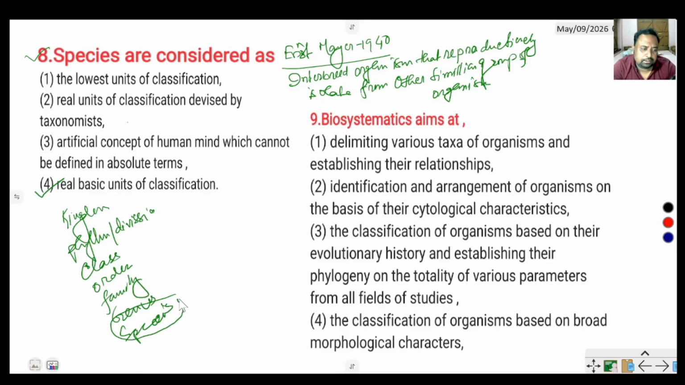Question number 9. What does biosystematics aim at? Biosystematics aims at delimiting various taxa of organisms and establishing a relationship, not identification and arrangement of organisms on the basis of their cytological character, not only cytological character but many more. The classification of organisms based on their evolutionary history and establishing their phylogeny on the totality of various parameters from all fields of studies. This is the correct option. In biosystematics, different types of data from different fields: cytology, genetics, molecular biology, biochemistry, histology, anatomy, okay, and the evolutionary relationship among organisms are the important parameters for biosystematics.